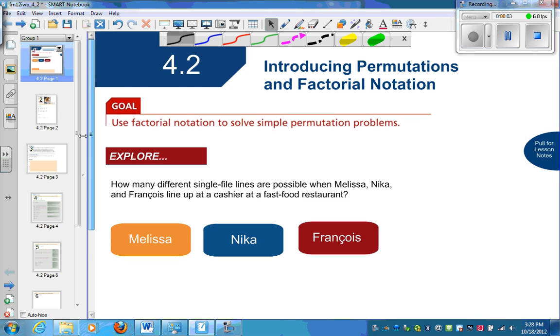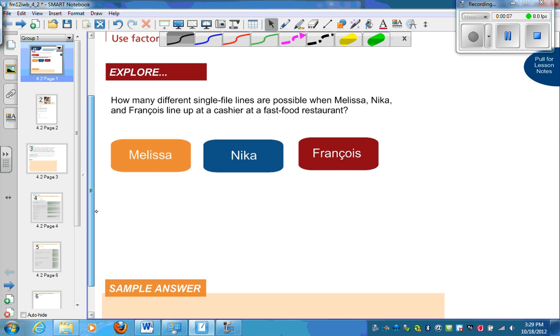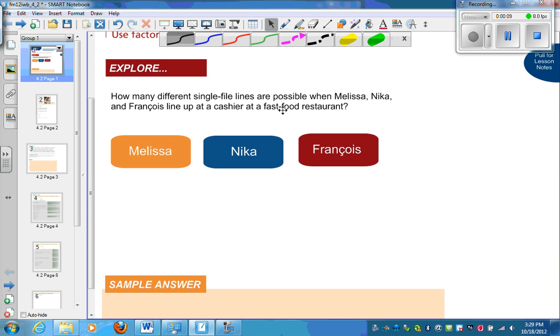Section 4.2, Introducing Permutations and Factorial Notation. So how many different single file lines are possible when Melissa, Nika, and Francois line up?